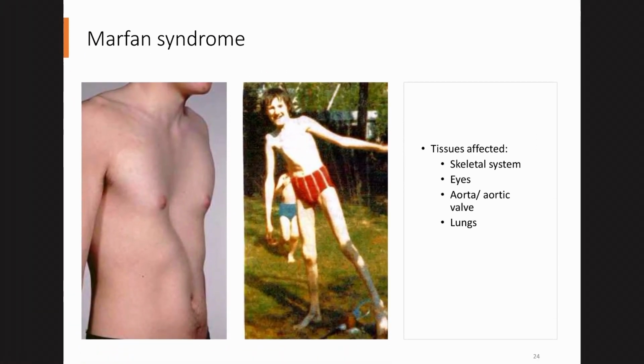So here are some signs and symptoms. Tissues affected: skeletal system, of course. You're going to have issues with long bones, eye issues, aortic valve problems, and aortic problems. The majority of Marfan's patients at some point in their life will require an aortic valve replacement.